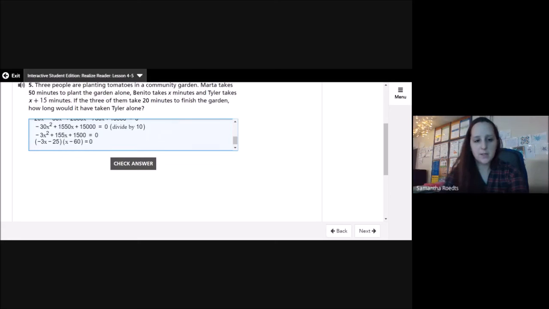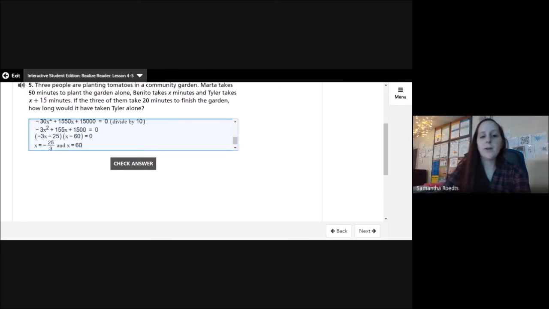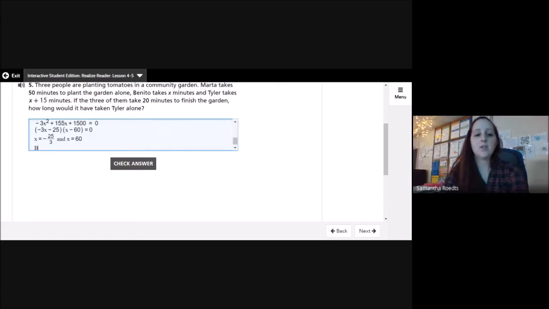Okay, I solve both of these. So X equals negative 25 thirds and X equals 60. Well, X equals negative 25 thirds, that's an extraneous solution, so X equals 60. Okay, so Benito, remember Benito worked X minutes, so Benito was 60 minutes. I need to add 15 to that because I'm looking for Tyler. It asked for Tyler, so that's 75. So it would have taken Tyler 75 minutes to finish the garden if he worked alone.